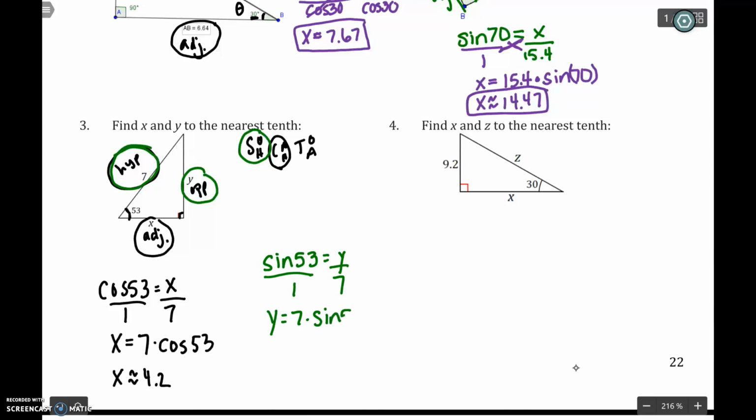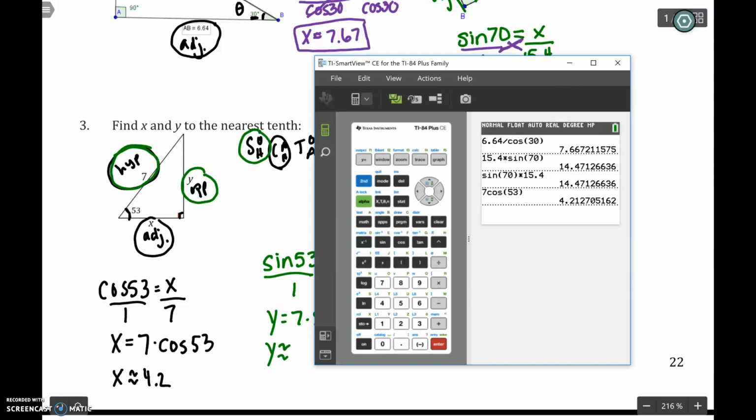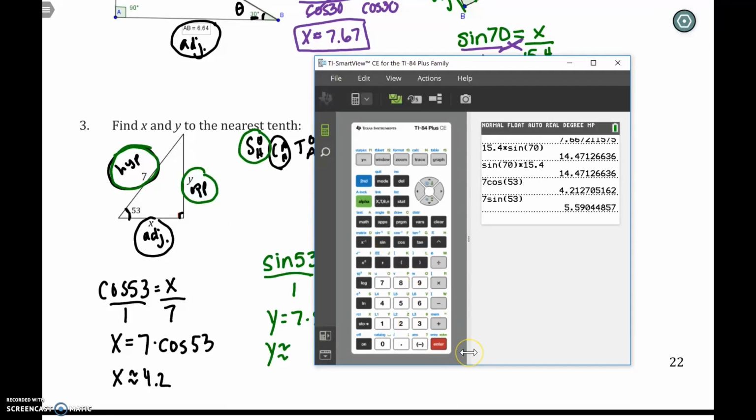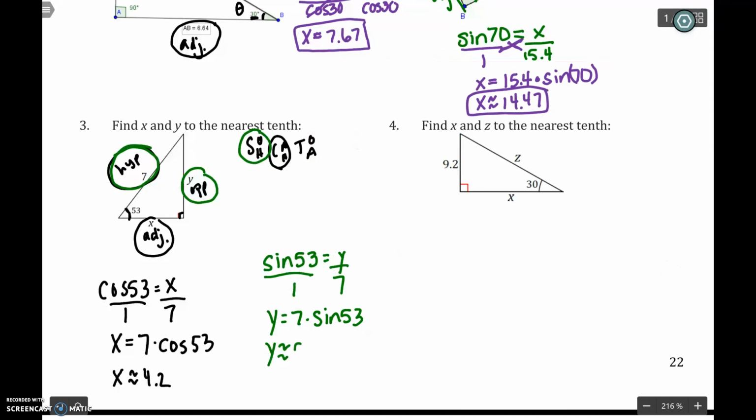The only difference is that we are using sine instead of cosine. That is going to completely change what we do because sine is a different ratio. So when we do 7 times sine of 53, we will get 5.6. And what that does is essentially eliminates the need to do Pythag with a rounded number.